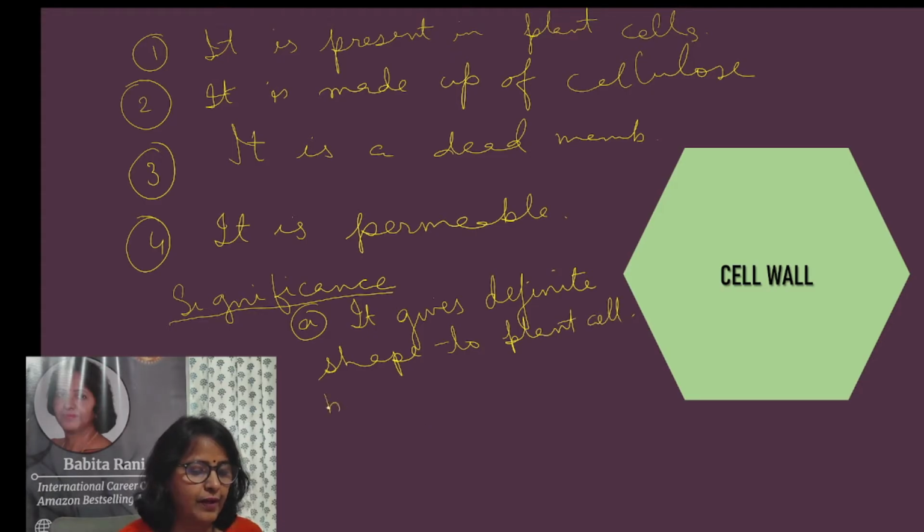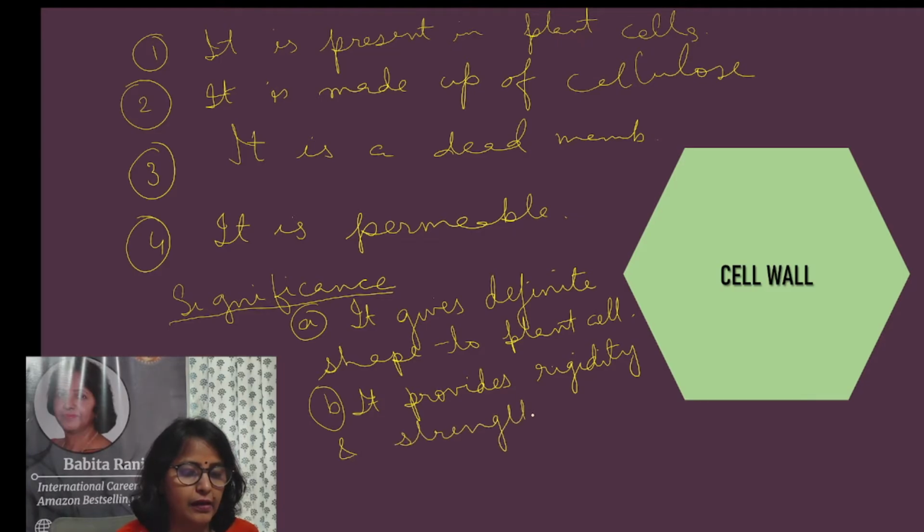Right? So, it gives a definite shape to the plant cell, and because it is made up of dead cells, it is quite rigid, so it provides rigidity and strength to the cell.